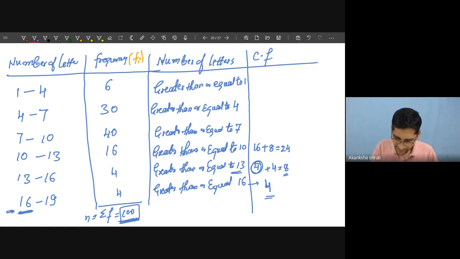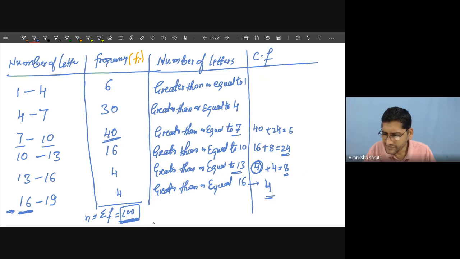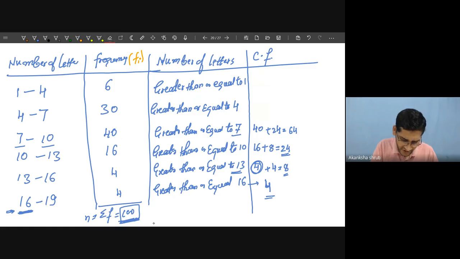Let us continue. So now let us go for greater than 7. So greater than 7 means the data can be from 7 to 10, then 10 to 19. So 7 to 10, it is our 40. And in this 40, greater than 10 also has to be added, and that we have obtained as 24. So it becomes our 64. Then go for the next.